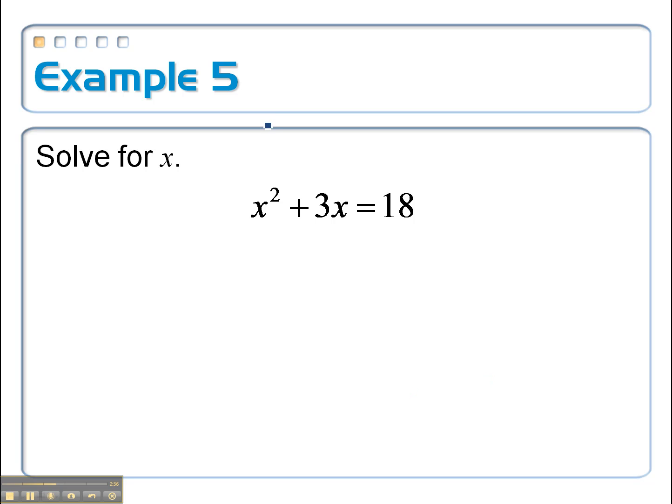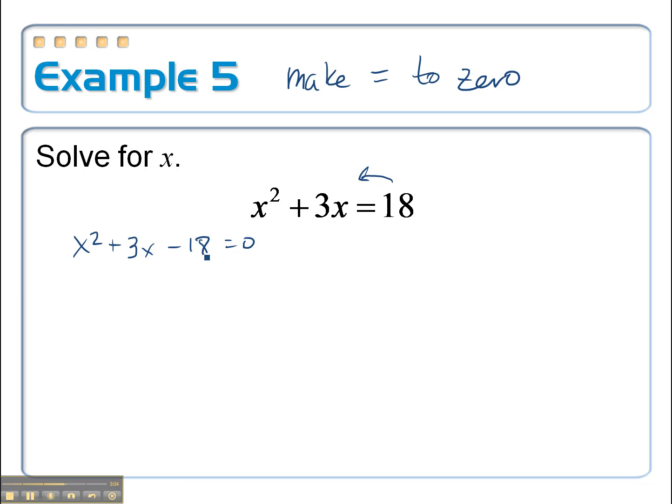Okay. The first step in solving a quadratic equation, if we're going to do it algebraically, not graphing, is to put this in standard form, which means I make it equal 0. To do that, I just subtract this 18 over. So I have x squared plus 3x minus 18 equals 0. Now I'm going to try to factor this thing.